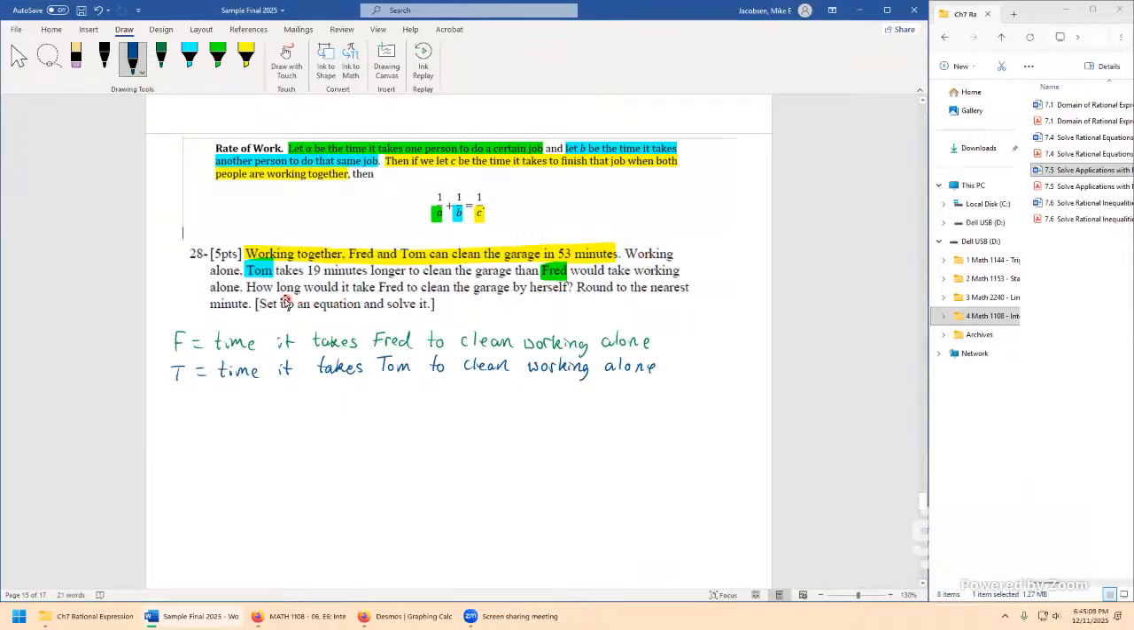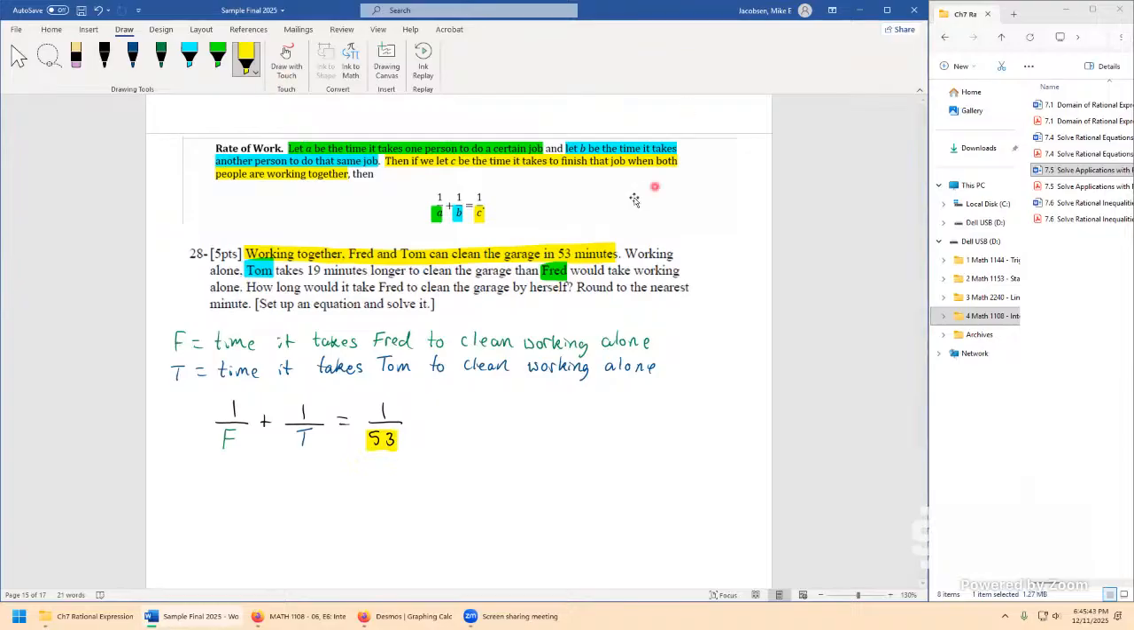The question then is, how long will it take Fred to clean the garage by herself? It says that's kind of weird wording there. So we're solving for the variable f in this problem, and we can just set it up in this kind of way. We have all the things that we need. So 1 over f plus 1 over t equals 1 over 53. So this is the actual equation we would have to solve.